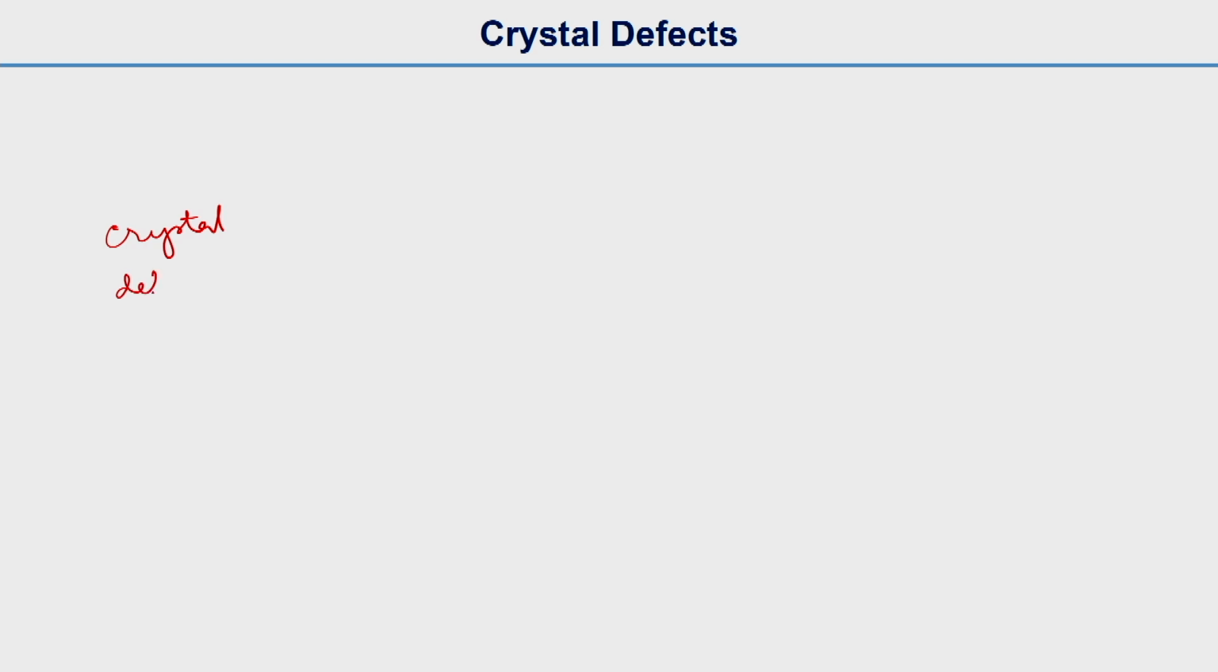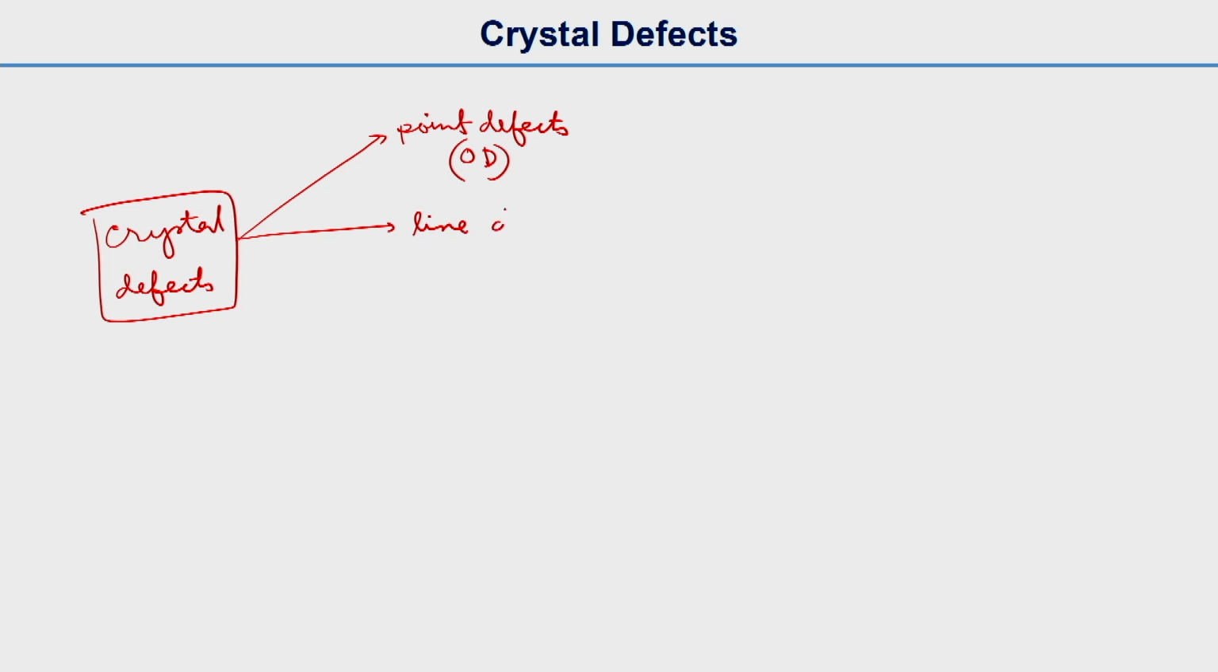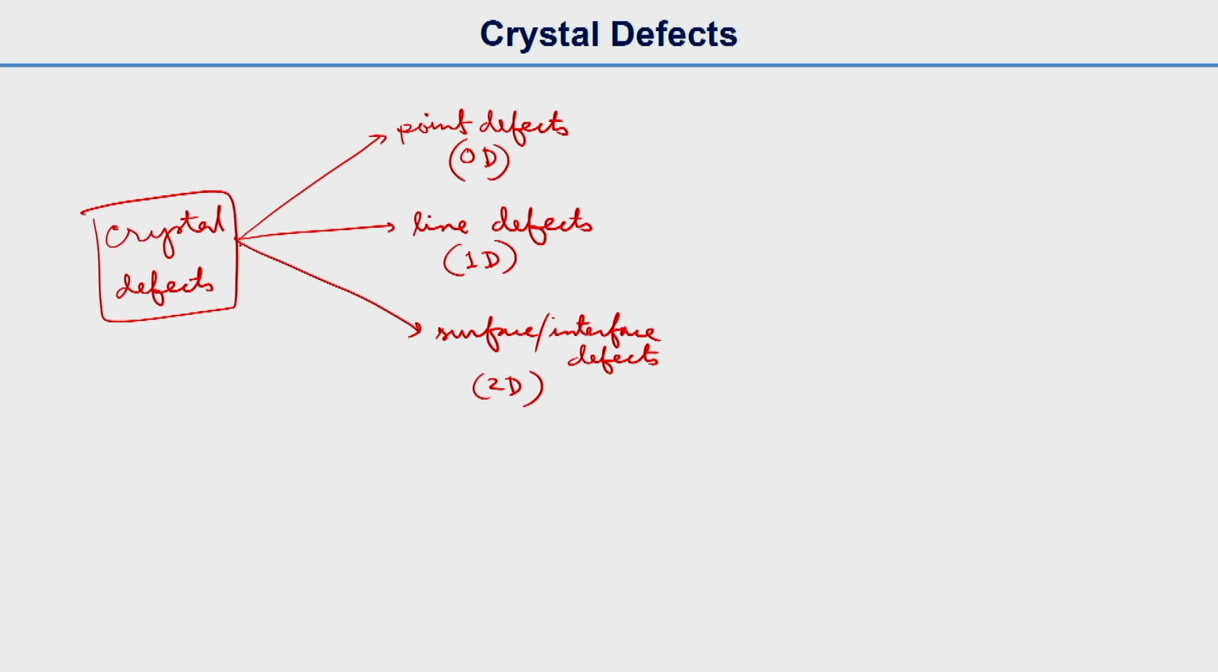The crystal defects can be classified into some categories. This you probably studied in your material science class. The point defects are called zero dimensional defects, and then line defects, which are called 1D defects, and then surface or actually interface defects, which are also called 2D defects, and then volume defects, which are 3-dimensional defects.